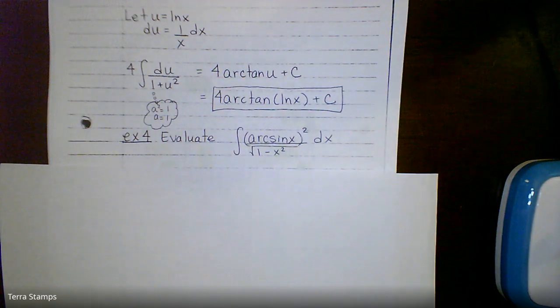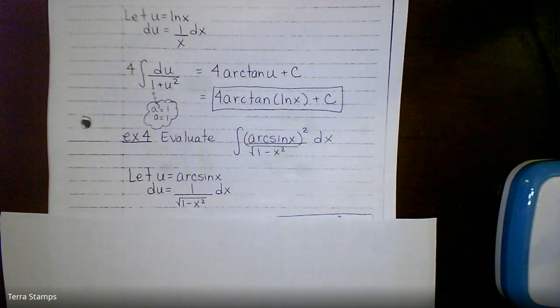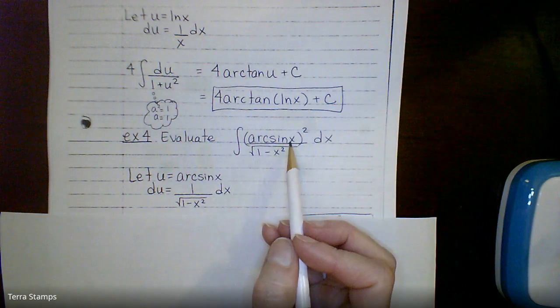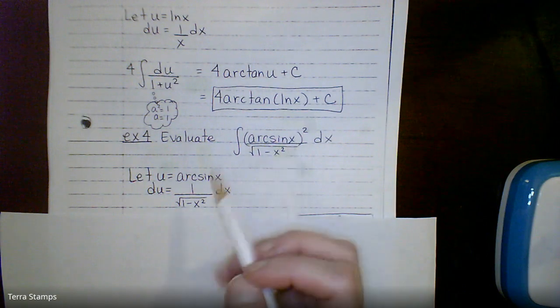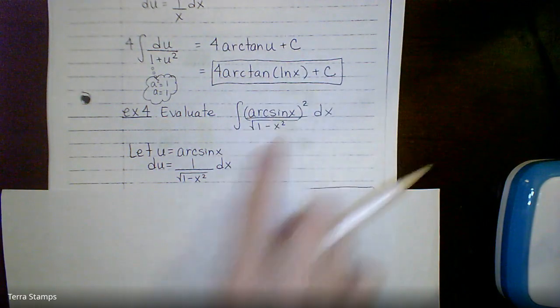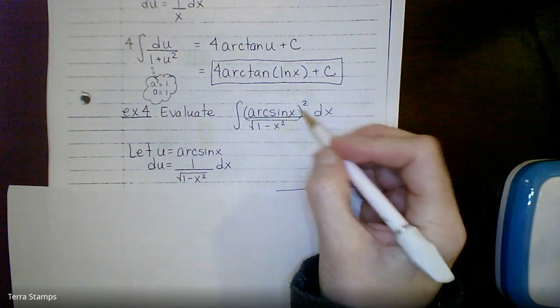All right, example 4. The arc sine of x, quantity squared, over 1 minus x squared. This one is really sneaky because you have to notice that the derivative of the arc sine is this 1 over the square root of 1 minus x squared. Now you may think, well, that's the whole daggum integral. It's not. We get that squared up there.